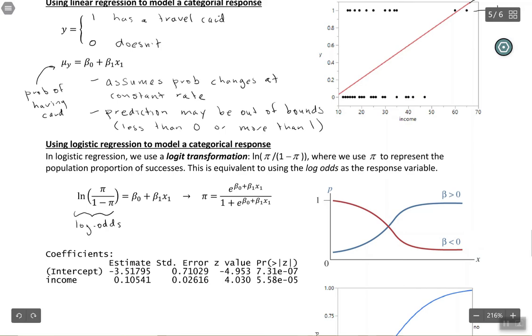We're using log odds as the response, but then you have the same linear form for the rest of your equation. Okay? You can also rearrange this to get pi by itself, and you can see the equation for predicting pi. So instead of having a constant rate of change, logistic regression creates these S-shaped curves. So it's a forward-facing S if the slope is greater than 0, and it's a backwards S if the slope is less than 0. So we're predicting the probabilities this way.